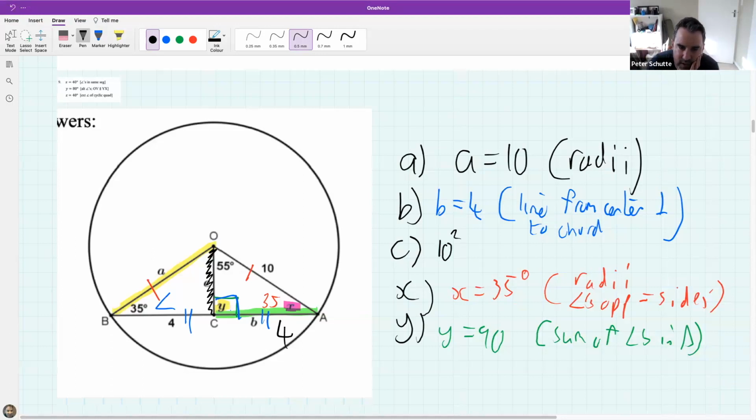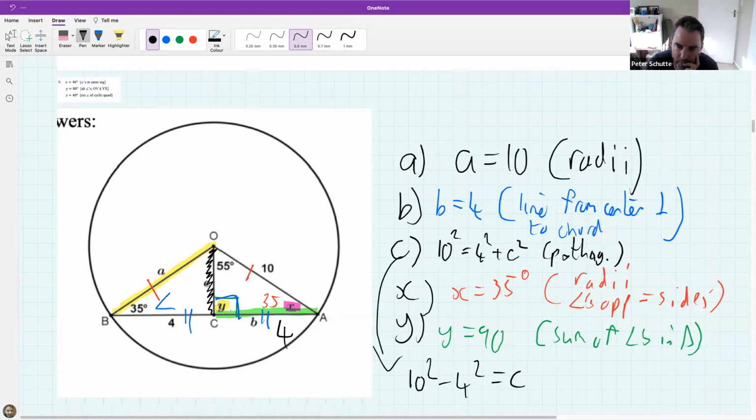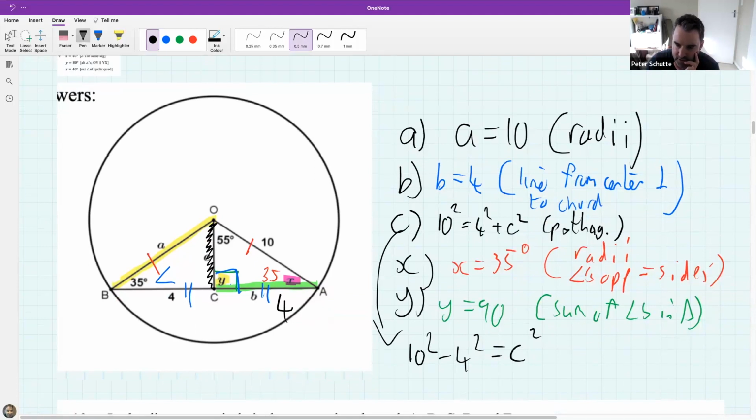I think we know 10 squared equals 4 squared plus c squared by Pythag. And then I'm just going to take my working out down here. You guys are going to have to help me with a calculator. C is going to be the square root of 100 minus 16, which, if we round off to 1 decimal place, will be 10.8 units.